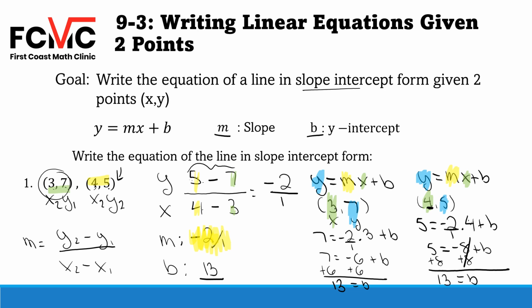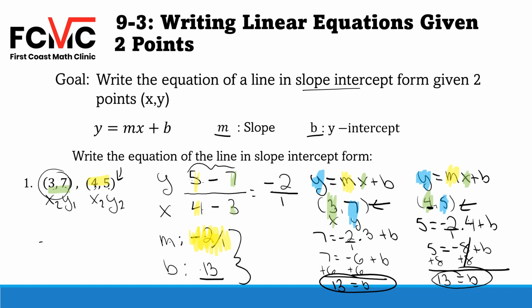So no matter what point we use, if we use the 4, 5, or if we use the 3, 7, we're still going to get the same value for b. b equals 13. So we've got m equals -2/1, b equals 13. So again, these are the values that we care about. So we're going to get y equals -2/1 x plus 13 as our equation.